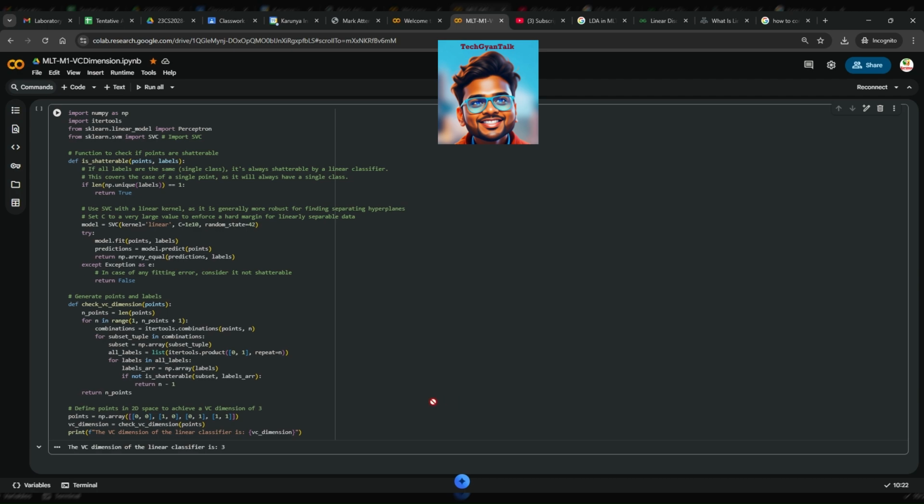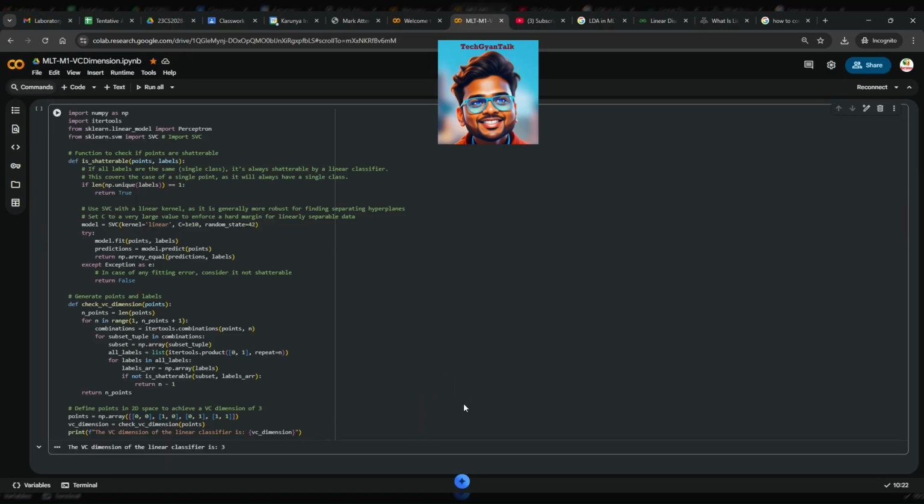So in this code, you can see this is for finding the VC dimension of the linear classifier, which is 3. For this, you have to import all these libraries, and also this is a function to check if points are shatterable. And once you find it, next you have to import the kernels and other stuff. In one case, if you are checking any fitting error, consider it not shatterable and return false.